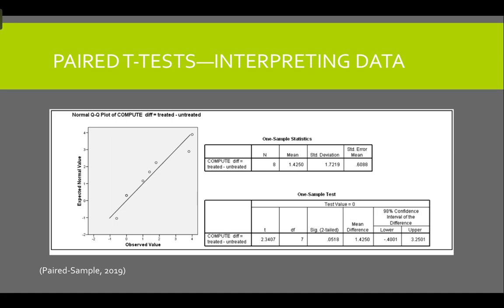Now, since we have paired data and we don't know the population variance of the differences, we will look at our paired t-test. We will reject the null hypothesis if the p-value is less than 0.01. Looking at the output, we see t equals 2.3407 with 7 degrees of freedom. The p-value, significance two-tailed, divided by 2 equals 0.0518 divided by 2 equals 0.0259.